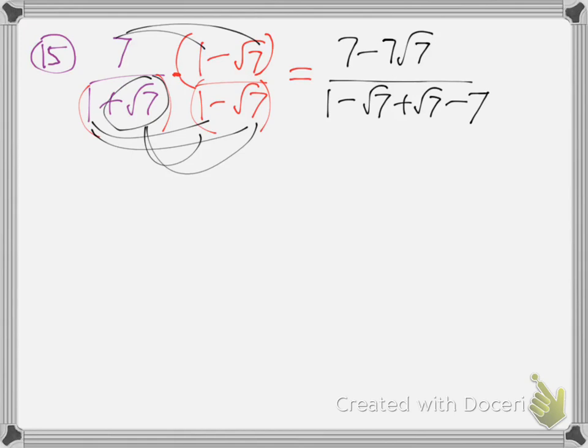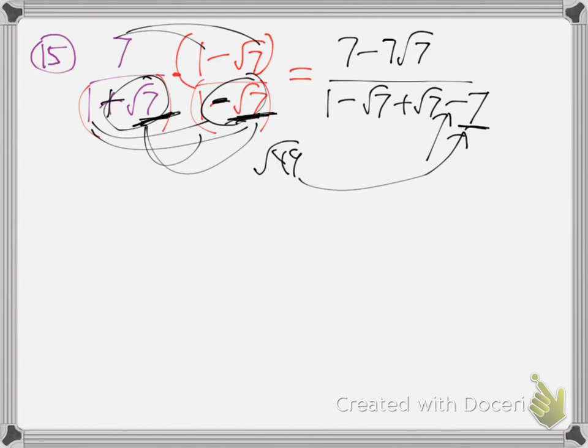Did you see that? Root 7 times root 7 made plain 7. Positive times negative made negative. And root 7 times root 7, which is root 49, makes plain 7. Or you could just say root 7 times root 7 is plain 7, right? Because 2 7's in a root, 1 7 out of the root.